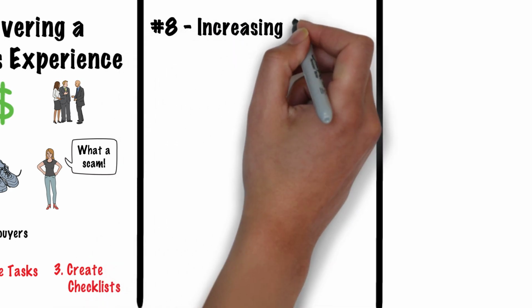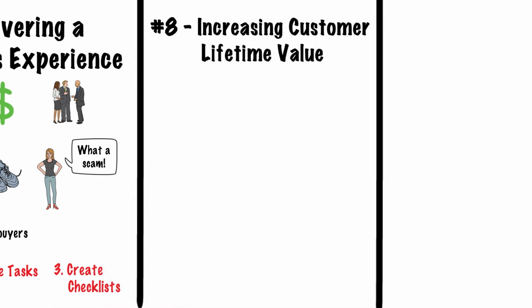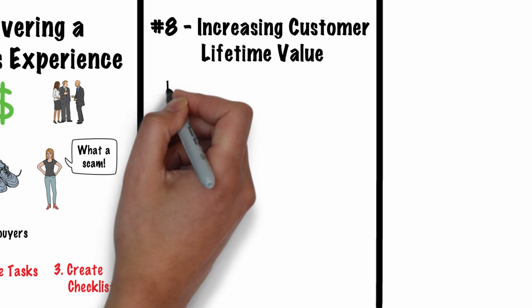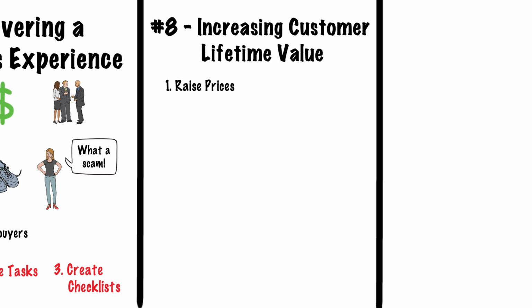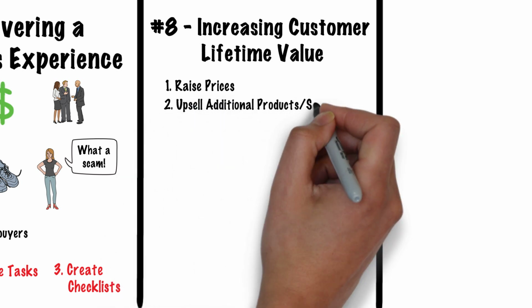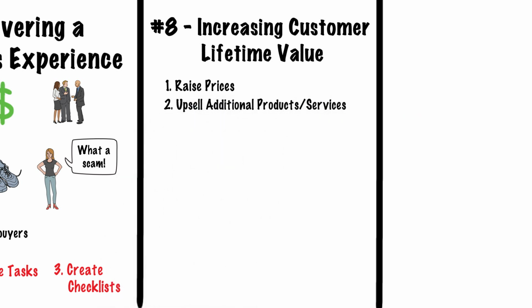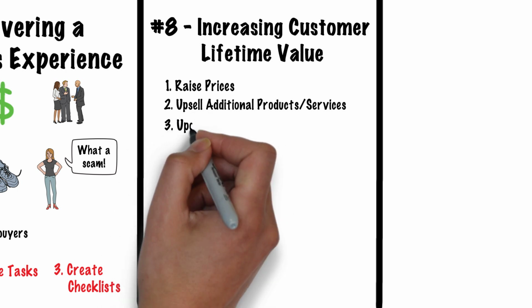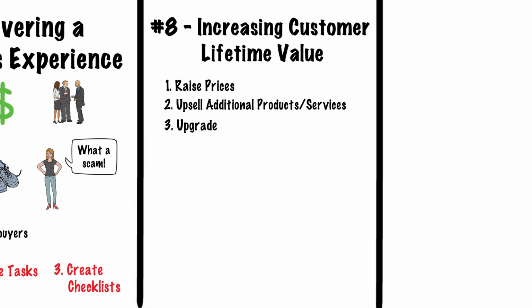Point number 8 is about increasing customer lifetime value, and there's 5 major ways the author suggests that you do this. The first is by raising your prices. Second, you can upsell, or sell additional products to existing customers. Third, you can upgrade your customers to a more premium package.